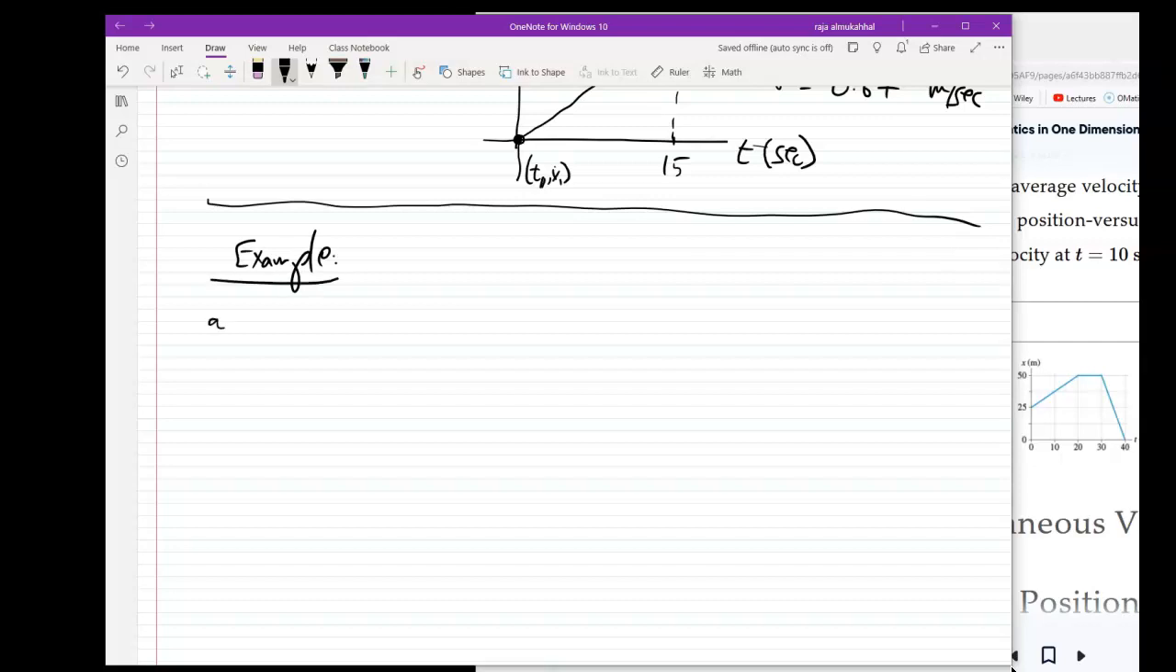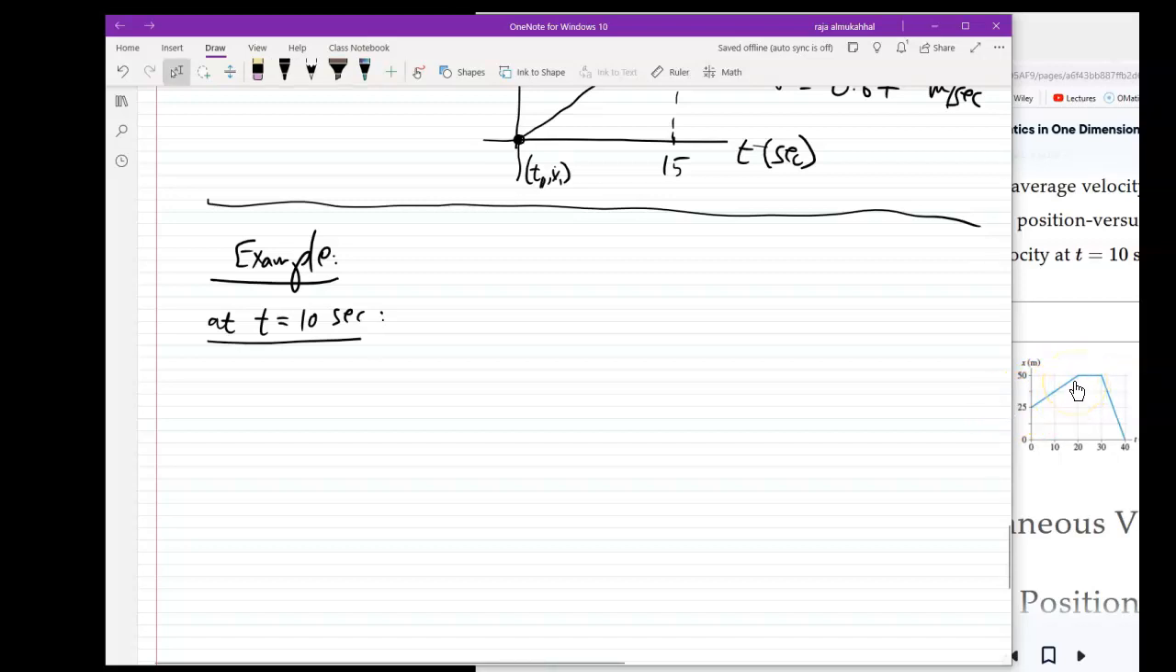So at t equals 10 seconds, look at the t equals 10 seconds. The 10-second mark is right here. So basically he's asking, what is the velocity right here? Well, the velocity right here is basically the slope of the line. Make sense? So all I need is really to calculate the slope of the line.